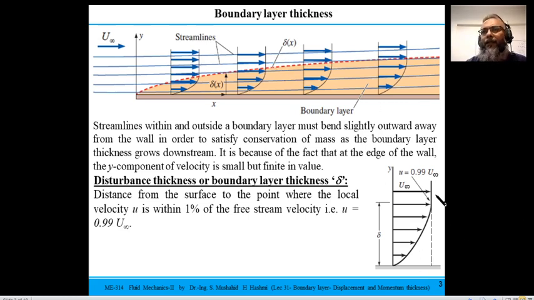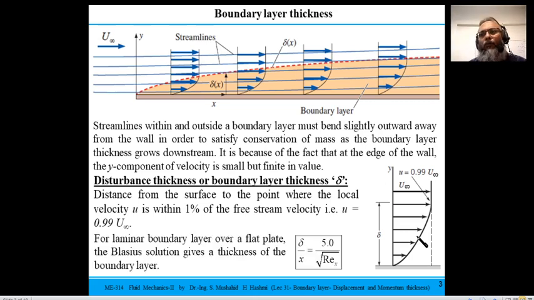Delta is that distance from this surface to the point where your local velocity u is approaching the free stream velocity, and mathematically we can say that when u is 0.99 of the free stream velocity, then this distance would be called the boundary layer thickness or disturbance thickness.